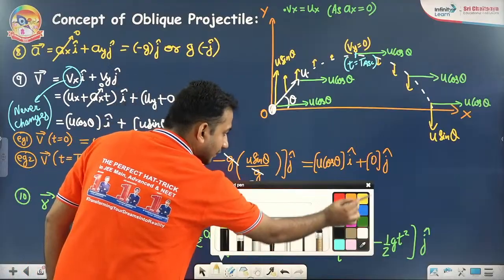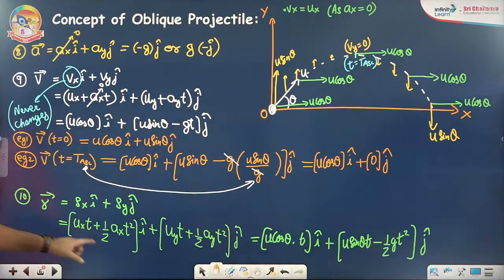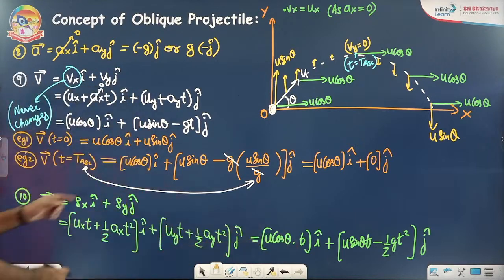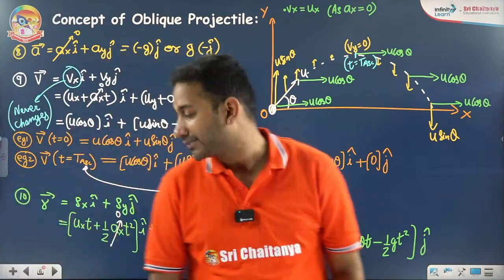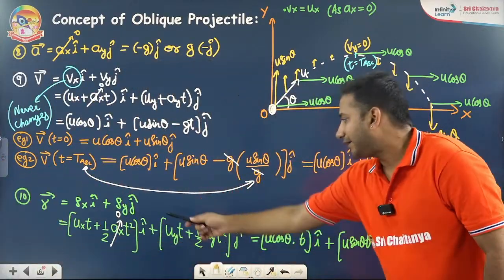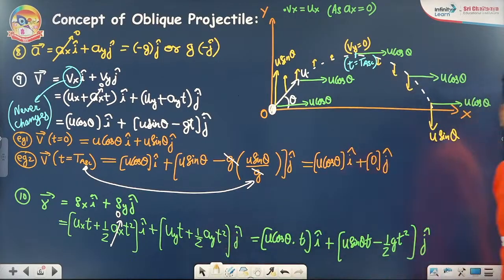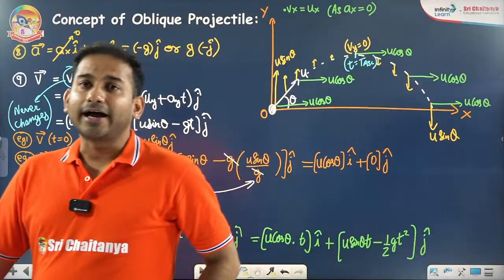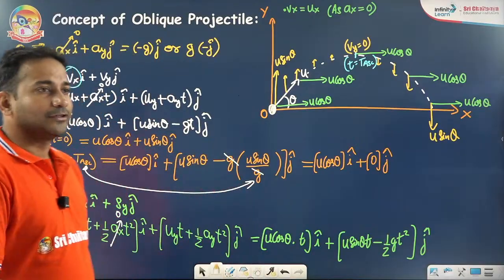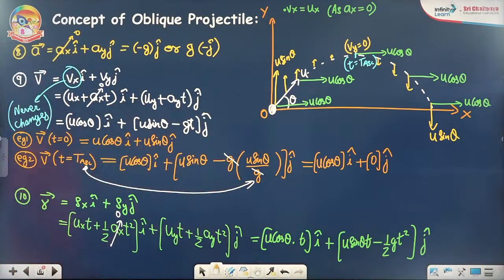Just substitute the values. What is the ux value? That is u cos theta, t as it is. The ax value here is going to be 0. There is no acceleration in the x-axis. So u cos theta into t, there is no acceleration there. Then it is u sin theta into t minus half g t square. I hope that's clear now. For all the new learners, you can quickly take the screenshot. Let me know any doubt if there is any.